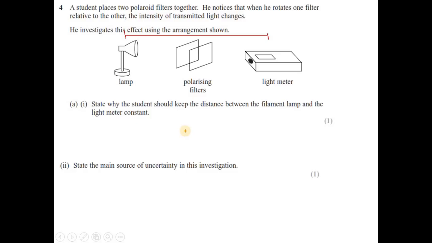constant? The reason is the student is investigating the effect of rotation on the intensity, and of course the intensity of the light also depends on the distance. Greater the distance, lower the intensity. So the distance between lamp and light meter should be constant, so it is not affected by the distance, it is only affected by the rotation of the polarizing filter. So that's why we keep the distance constant, so that intensity is not affected by the distance, only by the rotation of the filter.